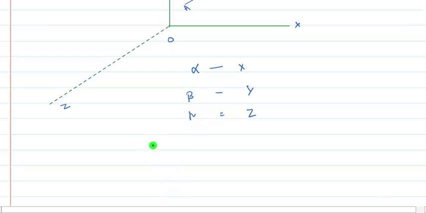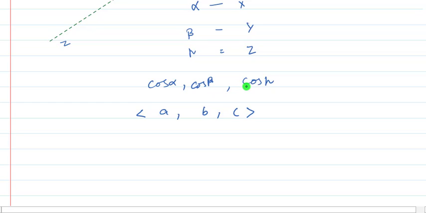So we have cos alpha, cos beta and cos gamma as the direction cosines of vector AB. Now direction ratios are the numbers which are in proportion to the direction cosines, and generally we represent these direction ratios by A, B, C. One more relation we have for the direction cosines is cos square alpha plus cos square beta plus cos square gamma is always equal to 1.